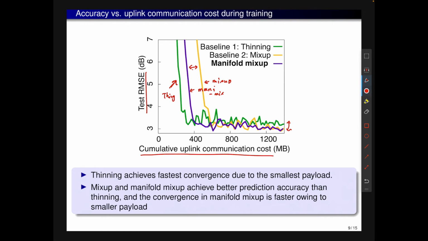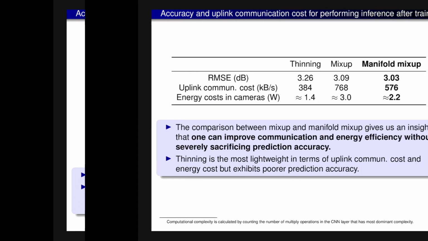And the key point is that, comparing these two cases, manifold mix-up achieves faster convergence due to smaller payload size than the mix-up case. So as expected, manifold mix-up presents an intermediate result in terms of communication costs, but performs better than thinning and comparably to the mix-up case.